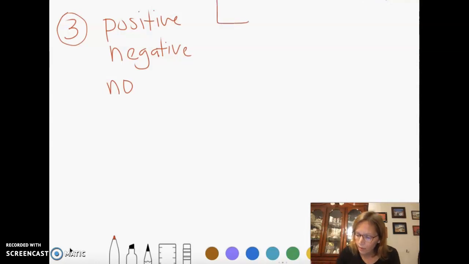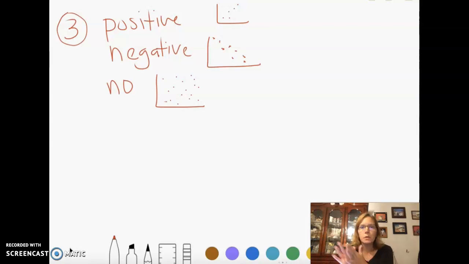So here's a graph, and if it's a positive relationship, the dots go up to the right. They start low on the left and they go up to the right. If it's a negative relationship, they start up here high on the left and they head down to the right. And if it's no relationship, it's a graph with just random dots everywhere. Okay, it doesn't look like it's going positive or negative, they're just everywhere.